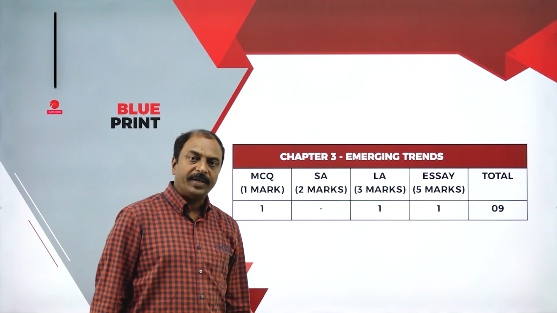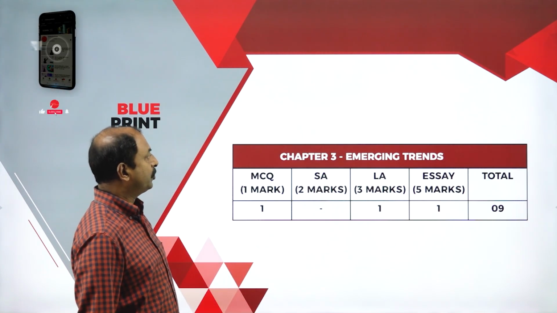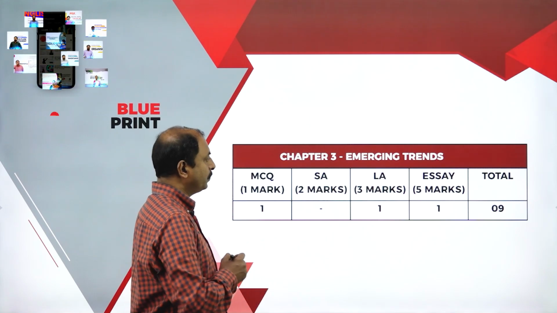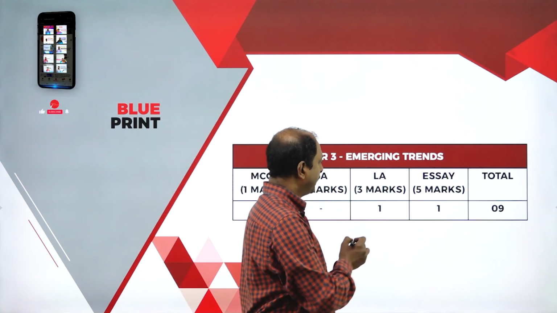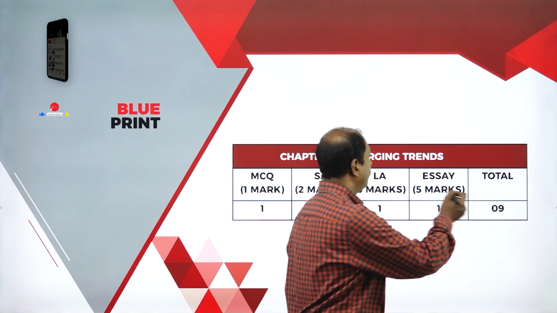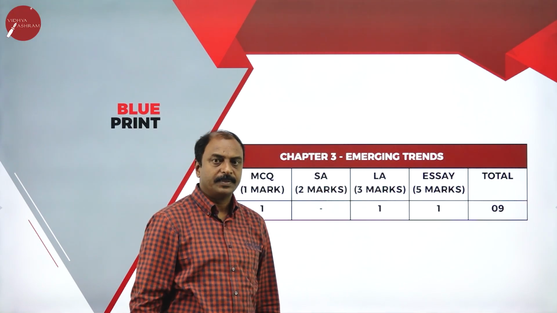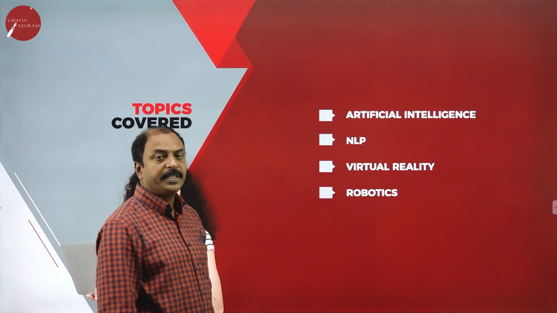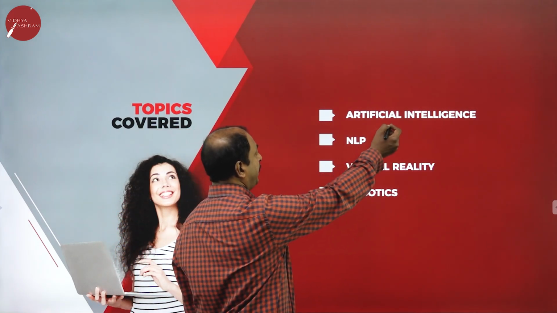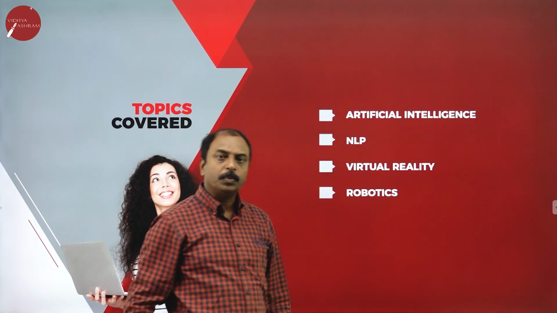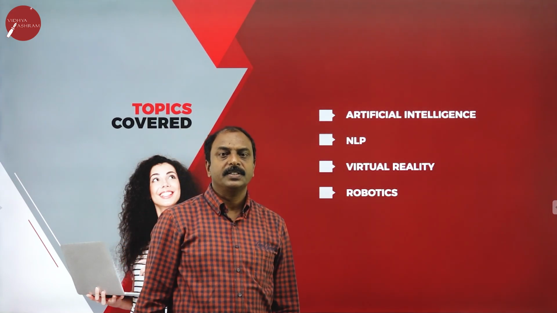Now let us see the weightage of the chapter. The weightage of the chapter is total 9 marks. Here one MCQ and one long answer question and one 5 marks question. Total weightage is 9 marks. Now in this session, we are going to talk about different technologies like AI, NLP, virtual reality and robotics. Now let us see these things one by one.